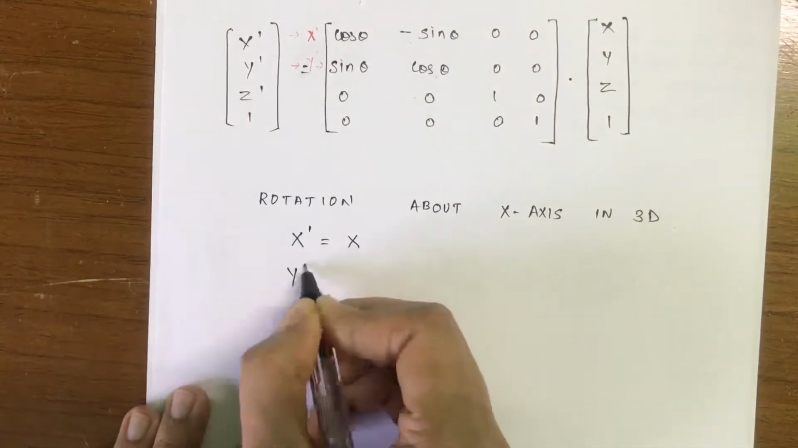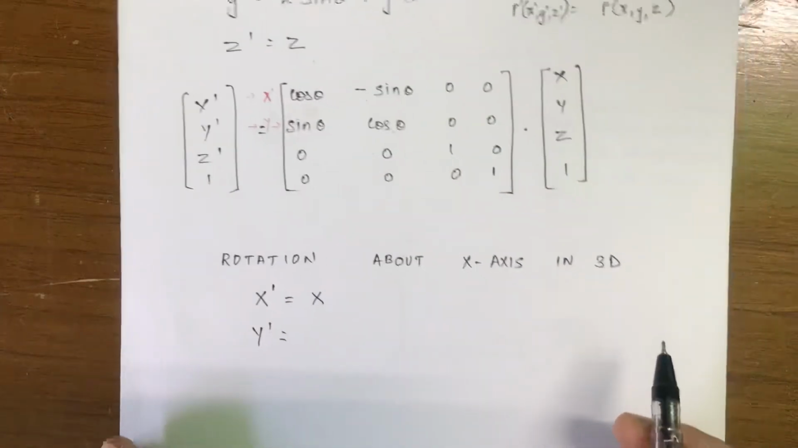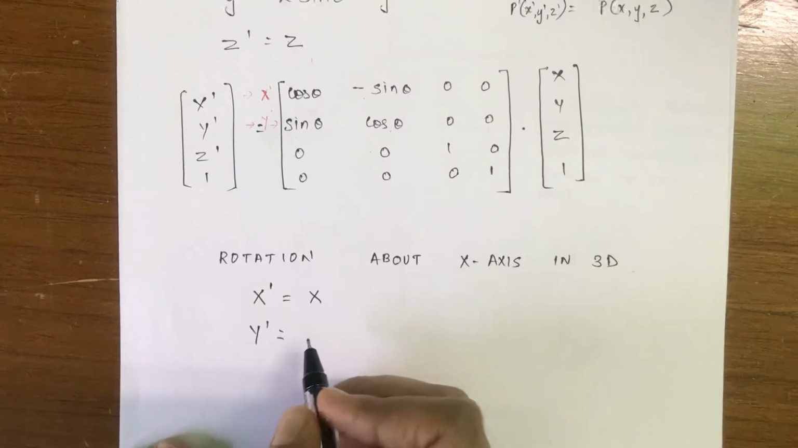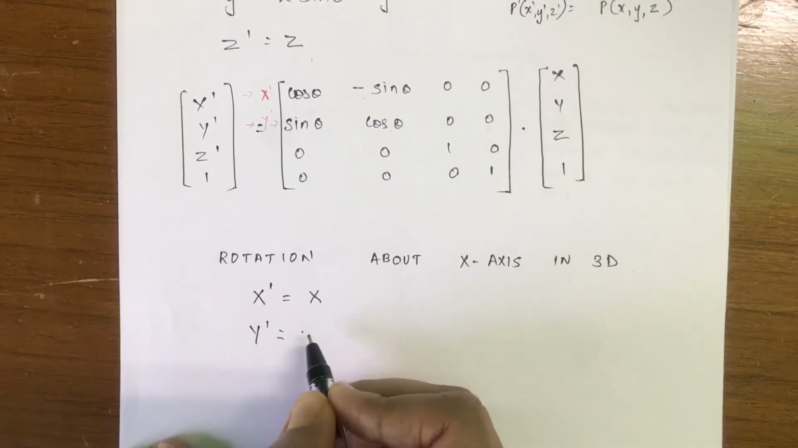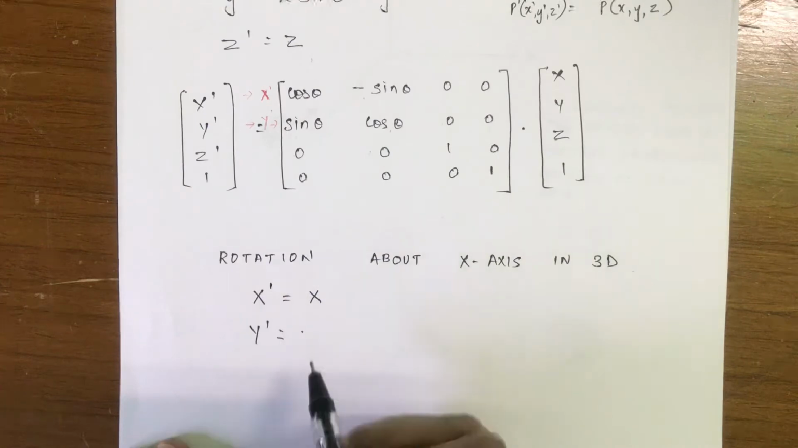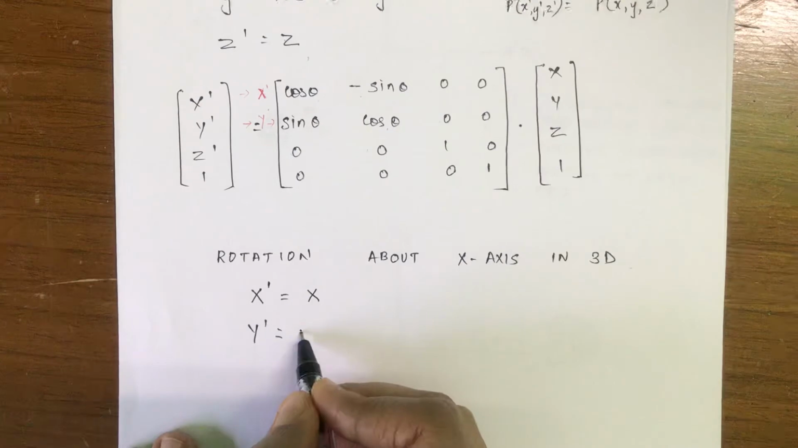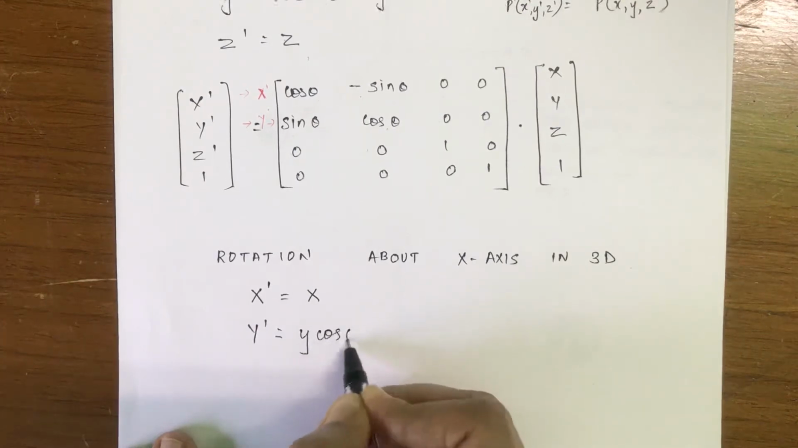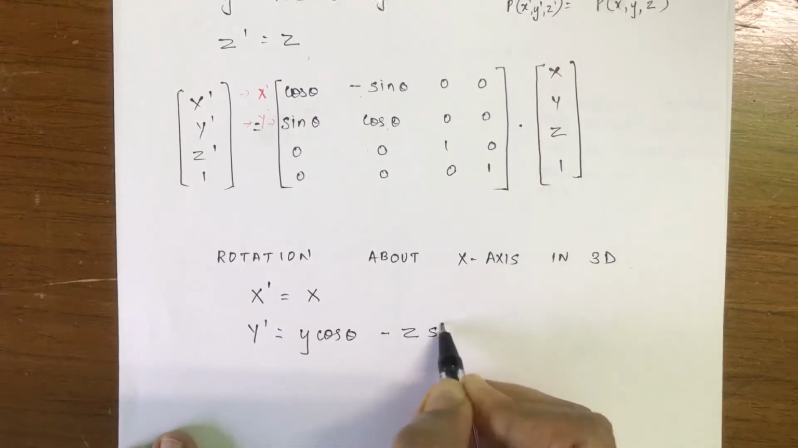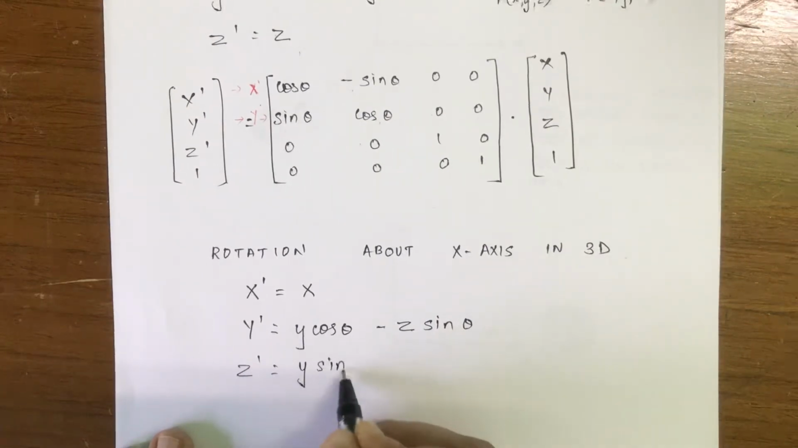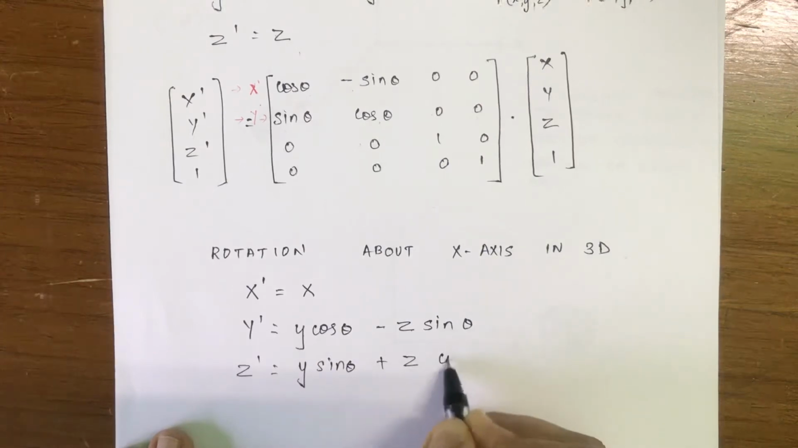Okay, my y dash is going to use the same matrix as for 2D rotation in the clockwise direction. So y dash is equal to, now since x is equal to x dash and the rotation is about the x axis, this is going to be y cos theta minus z sin theta, and z dash is going to be y sin theta plus z cos theta.